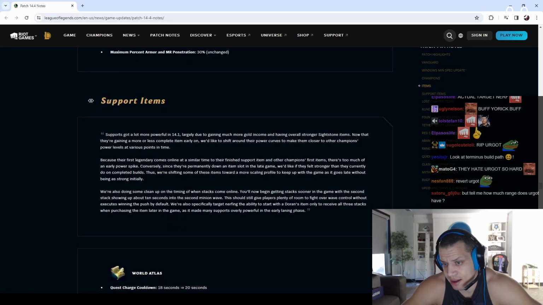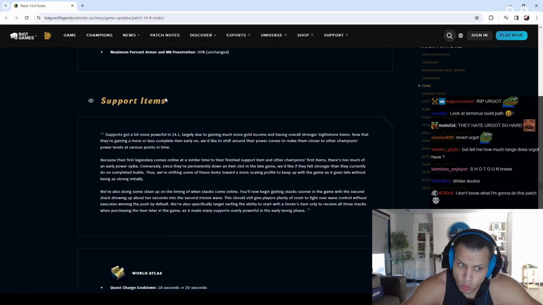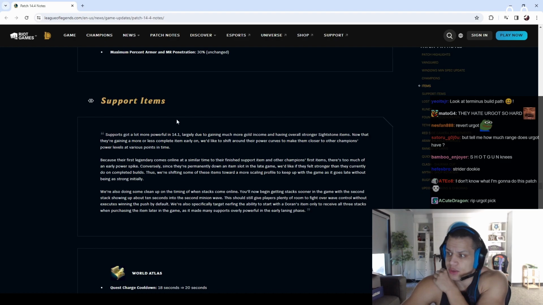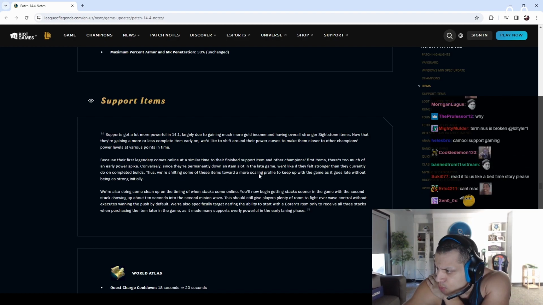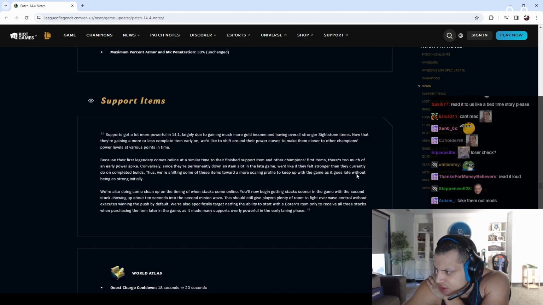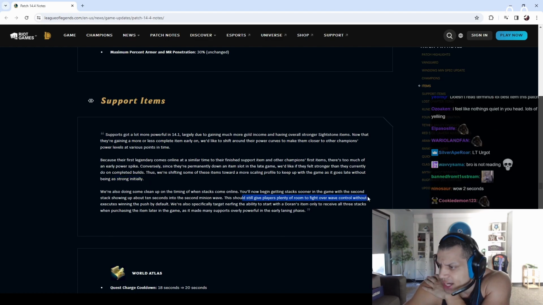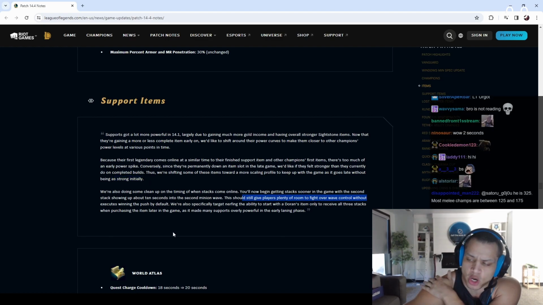Support items. This is the whole reason that support, like Camille's support and all this BS, is going on. Okay, they're changing the items towards a more scaling profile to keep up with the game as it goes late without being as strong initially. Because right now, supports aren't even going support item.